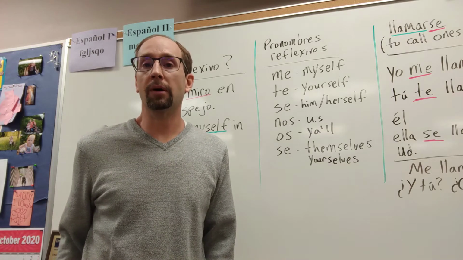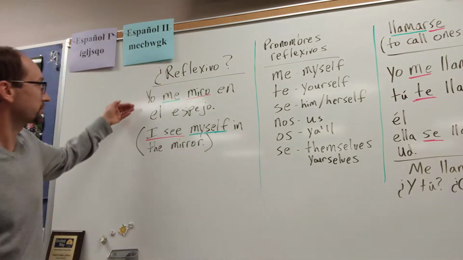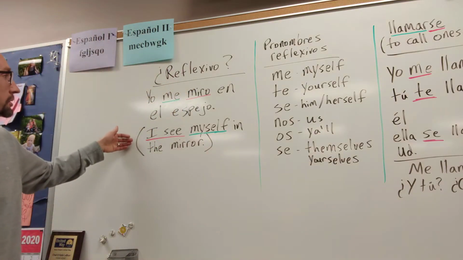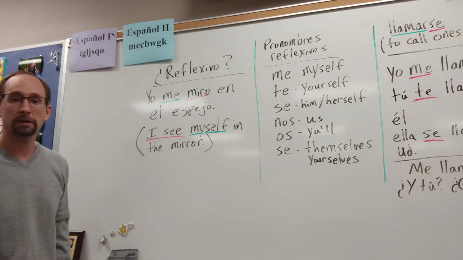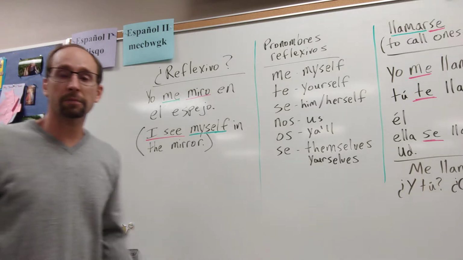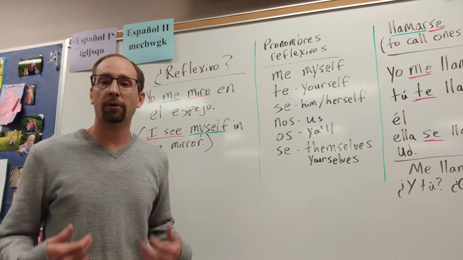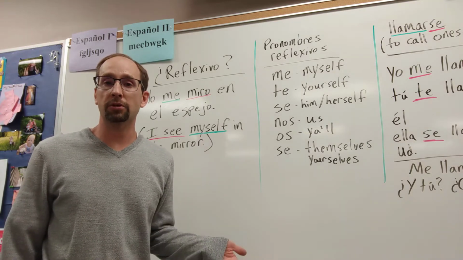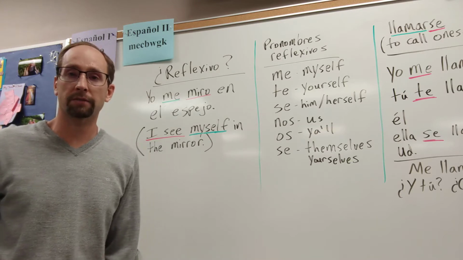First of all, we want to think about what is a reflexive verb in Spanish. Here we have some examples to take a look at, first in Spanish, then in English. So in Spanish I might say, yo me miro en el espejo, which would mean I see myself in the mirror. So a reflexive verb is something that someone does to himself or herself or myself. So the same person doing the action is the same person receiving the action. So that's what a reflexive verb is.